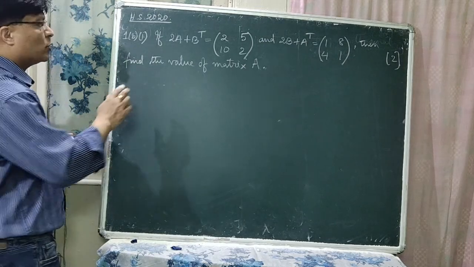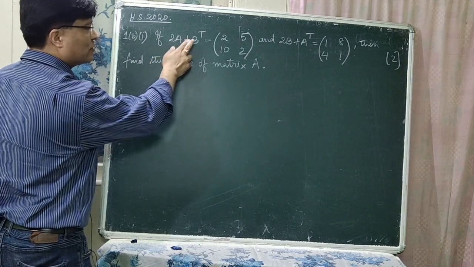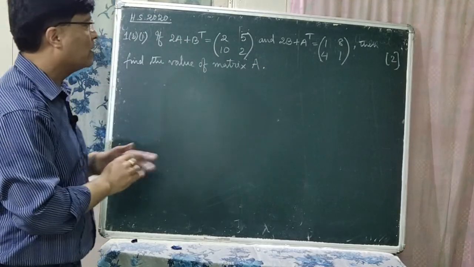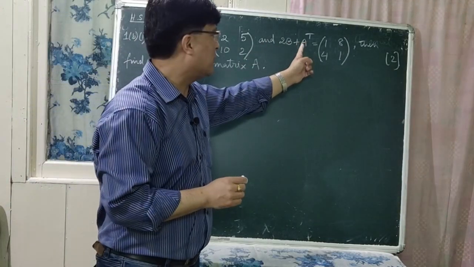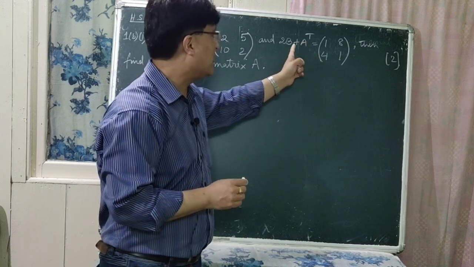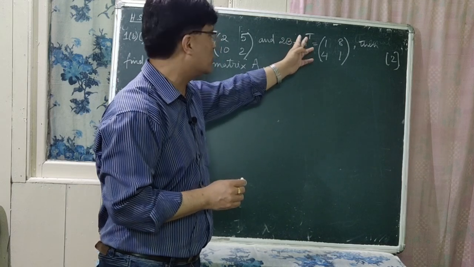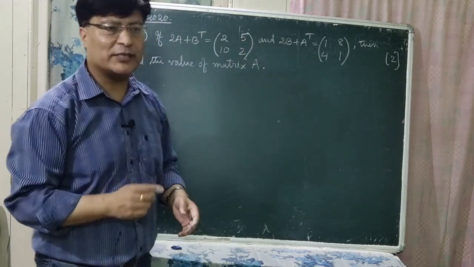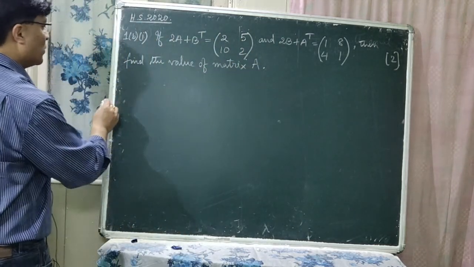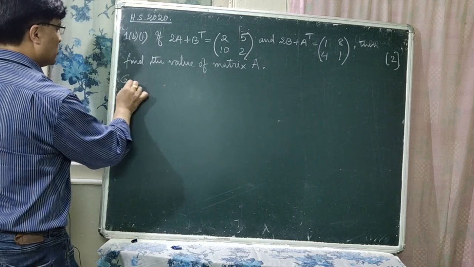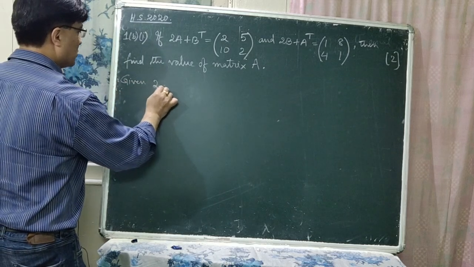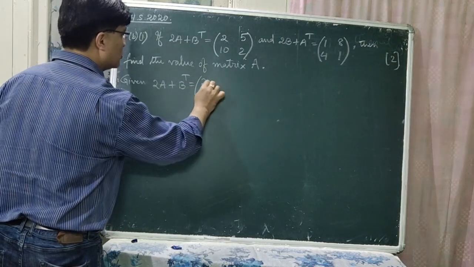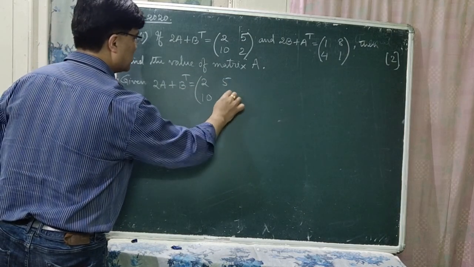So what is matrix A? You have to get matrix A. Now in the first equation, only A is given, transpose is with B. So keep this equation as it is. Now in this case, you have to make this A transpose as A and this 2B as B transpose, so that you can solve these 2 equations to get the matrix A. Right. So first equation, keep it as it is. So here given is 2A plus B transpose is equal to 2 5 10 2.